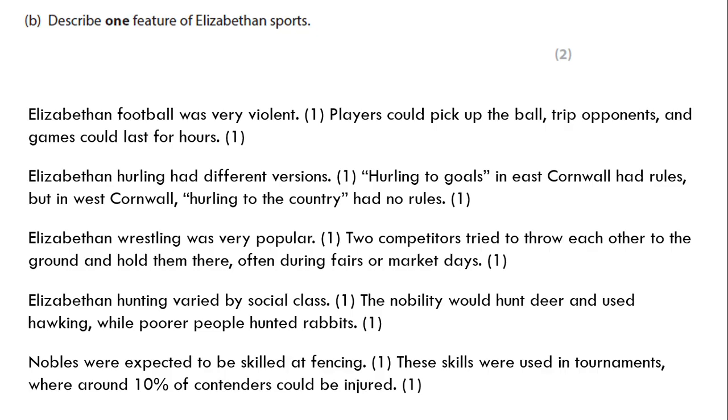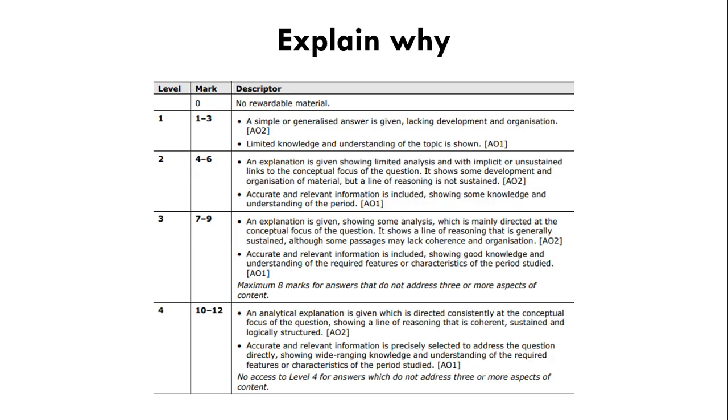So stick to one Elizabethan sport. You don't get more marks for talking about more than one sport. You just need one feature, and just make sure you have supporting detail for that sport. So each of those would definitely get you 2 out of 2.